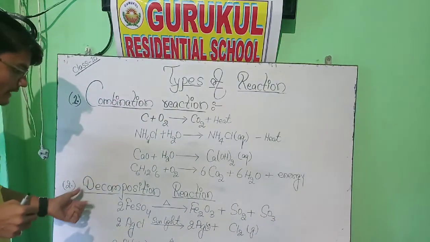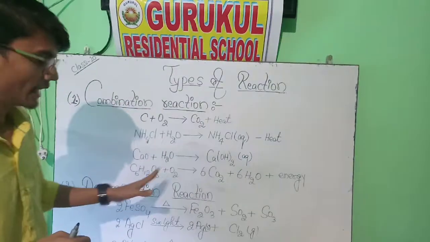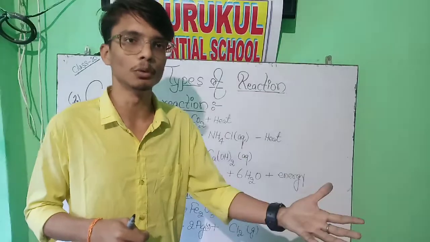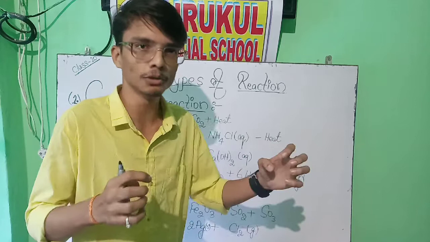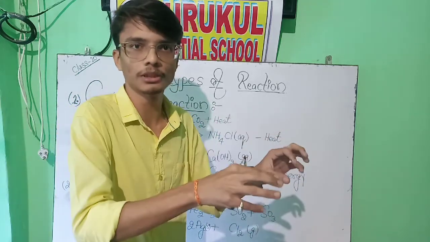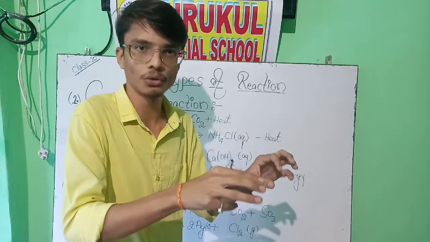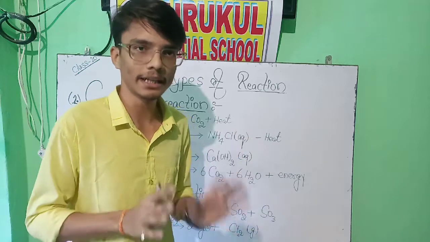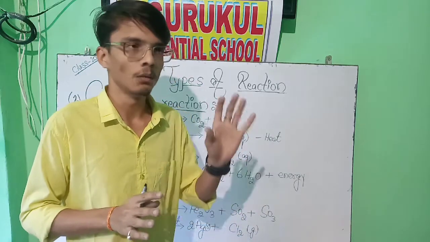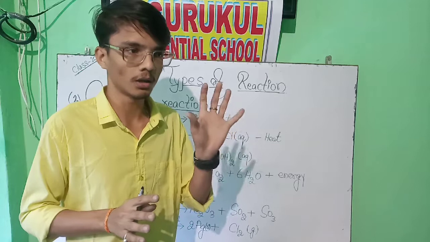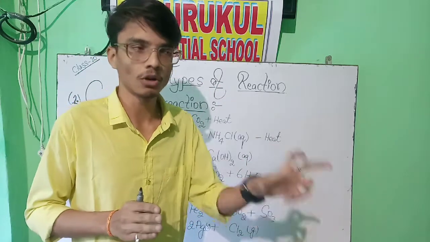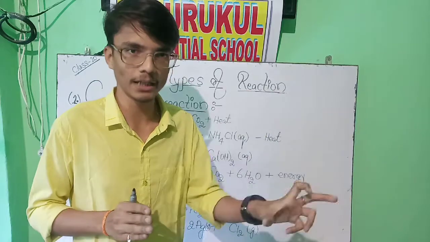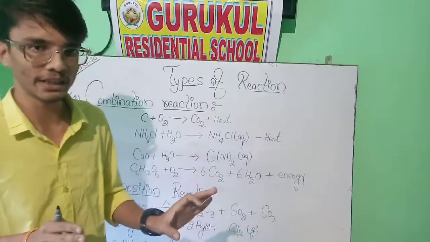The second one is decomposition reaction. Decomposition means it decomposes. When a big molecule or a big compound decomposes, it breaks down into two simpler compounds or molecules or elements. This is known as decomposition reaction. As a definition, when a big molecule or a big compound breaks down into two simpler compounds, molecules or elements, this is known as decomposition reaction.